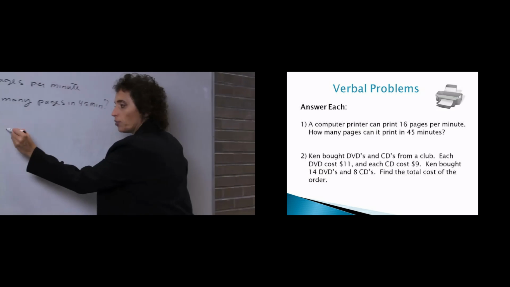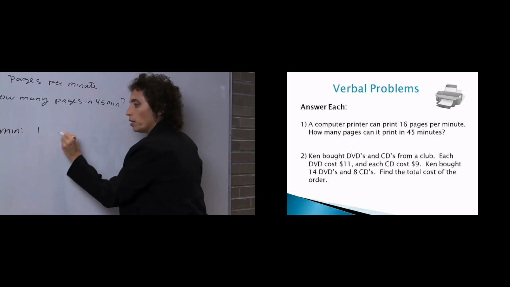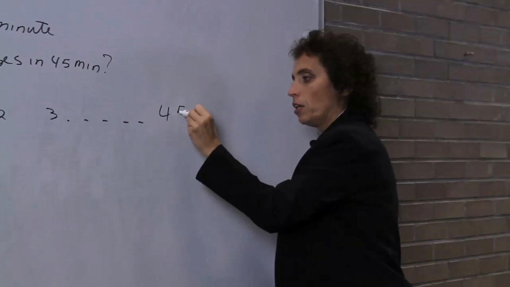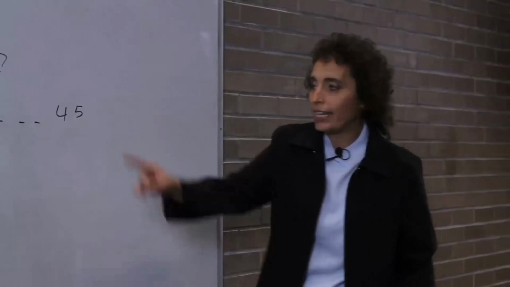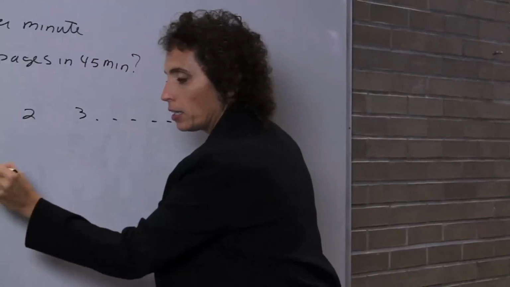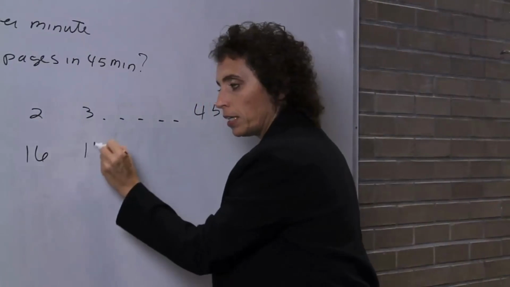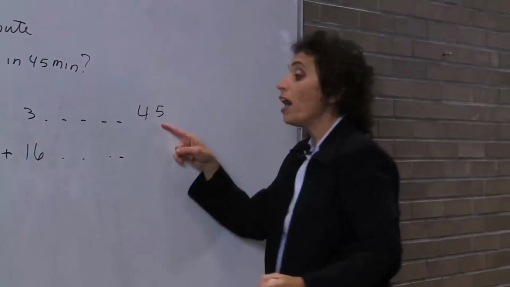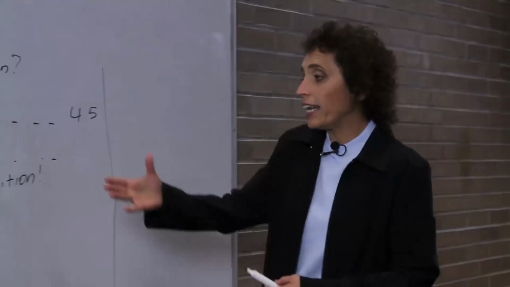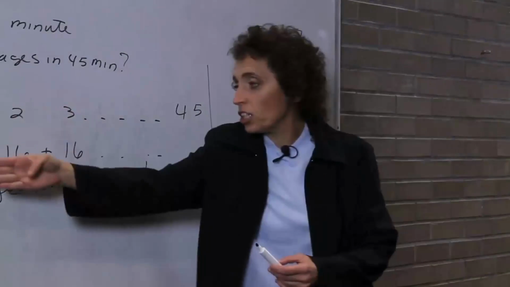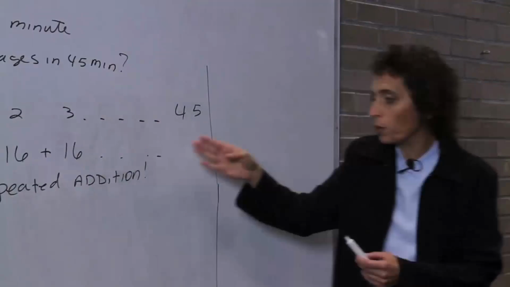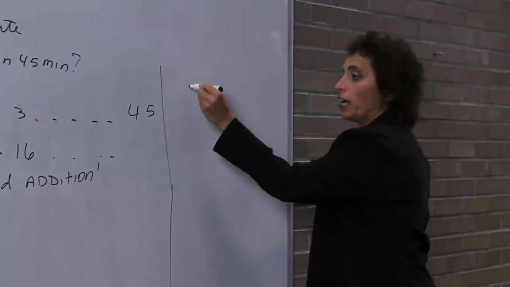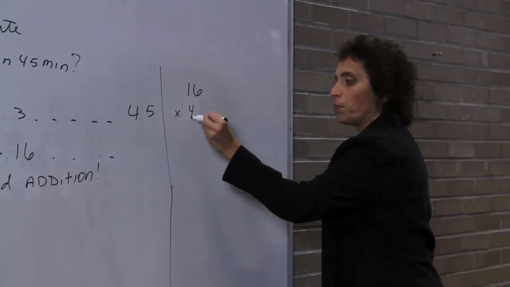Well, think about your minutes. You've got minute 1, minute 2, minute 3. Don't worry, I'm not going all the way up to 45. Don't freak out about this. You've got all those minutes, 45 minutes, and it's 16 pages. So 16 the first minute, 16 the second minute, 16 the third. So you have all these 16s, and you have 45 of them. The fact that it's 16 pages every minute, all the way up to 45, tells me it's repeated addition, and repeated addition is multiplication. So we have to take this 16 and multiply it by 45.